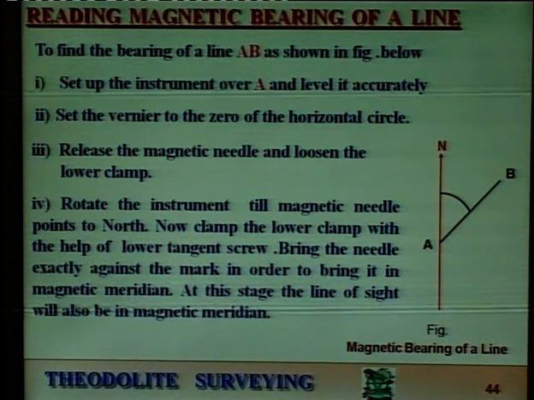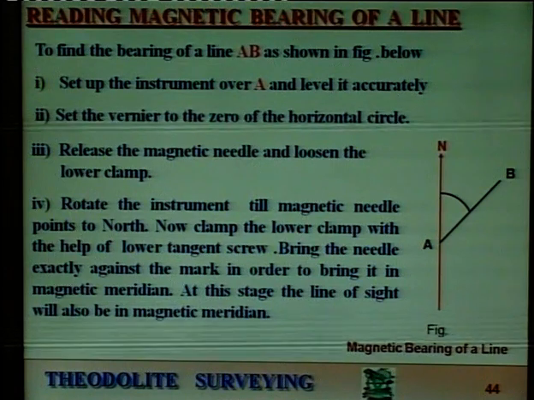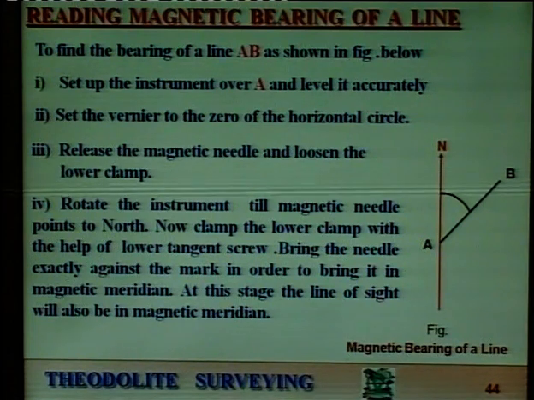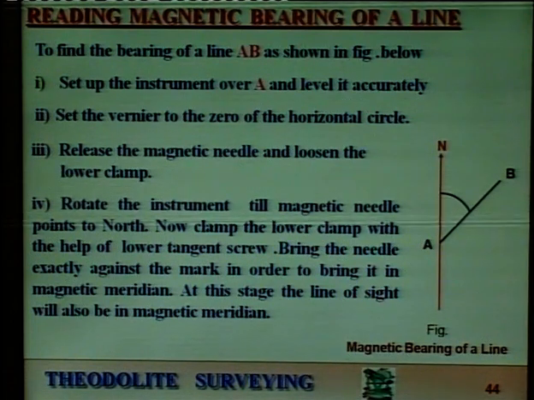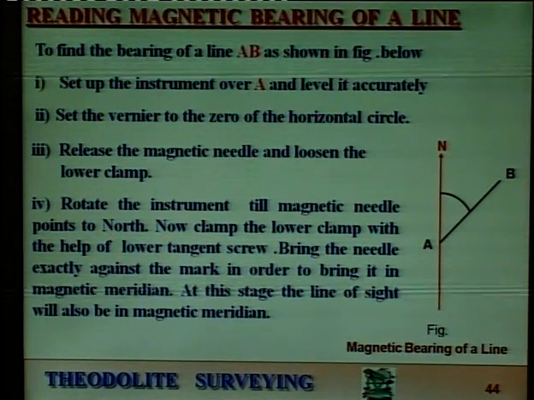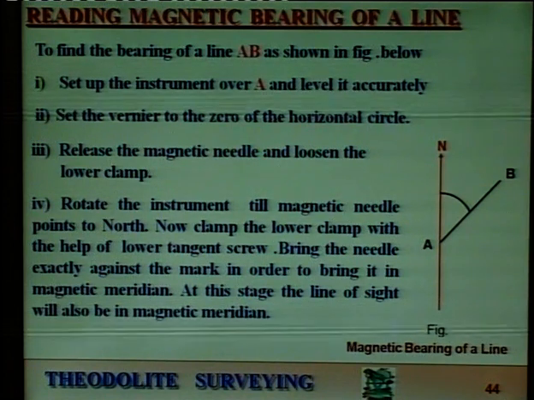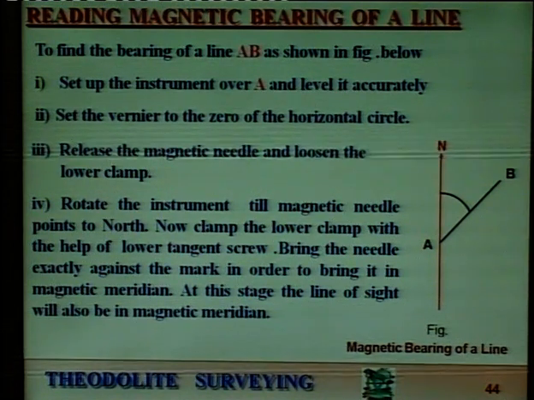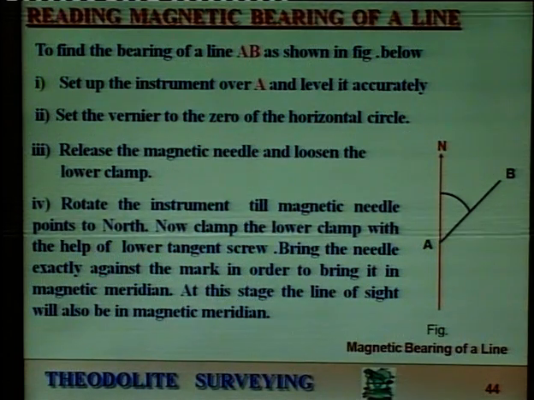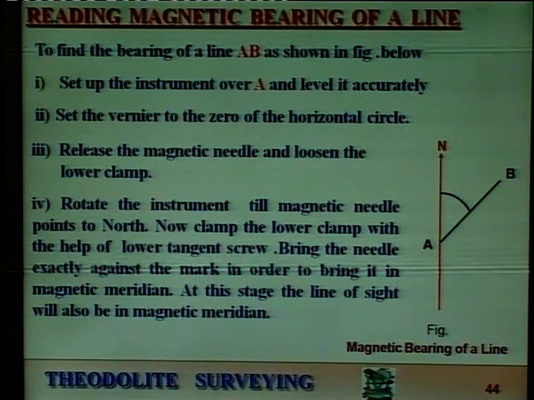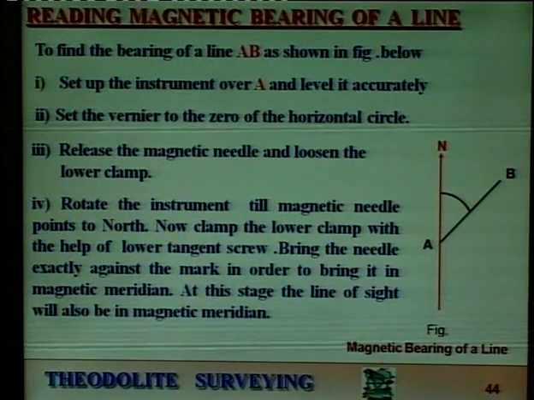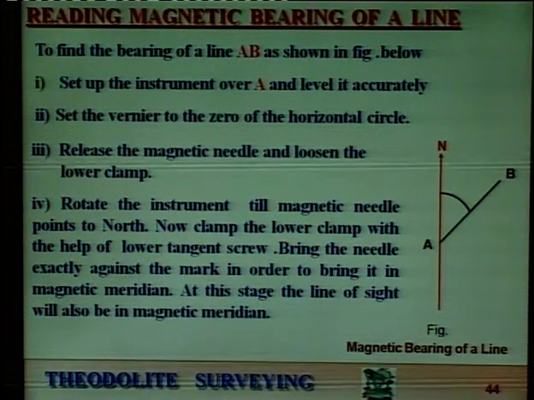For left hand objects we generally use the lower plate and its clamp screw, and for right hand side objects we use the upper plate and its clamp screw. This is the important rule. Now rotate the instrument till the magnetic needle points towards the north. Now clamp the lower clamp with the help of the lower tangent screw. Bring the needle exactly against the mark in order to bring it in the magnetic meridian. At this stage, the line of sight will also be in the magnetic meridian.